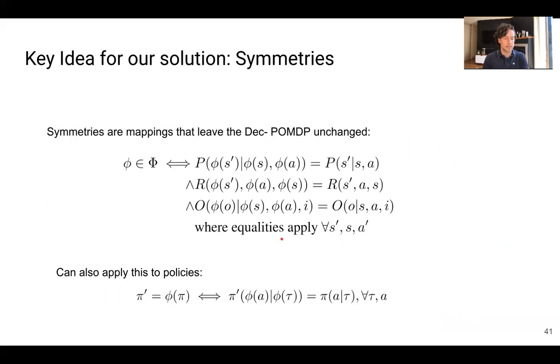Our key idea for solving this is around symmetries. So in particular, in this Dec-POMDP, assume that there's something called phi, a symmetry. And it's a symmetry if and only if it leaves the structure of the Dec-POMDP unchanged. What we mean by this is, phi can act on states s, s', actions a, and observations o. And essentially, as long as the topology of the Dec-POMDP, what states and what actions lead to what next states, what rewards, and what observations, is entirely unchanged when we apply phi, then this is a symmetry of the Dec-POMDP. And because we can apply it to states, actions, and observations, we can also apply it to policies by simply having the policy act on the permuted Dec-POMDP.